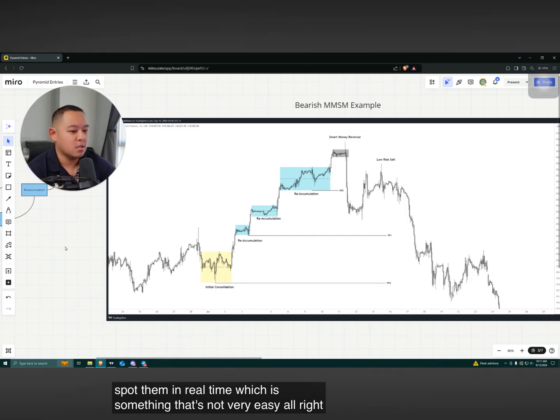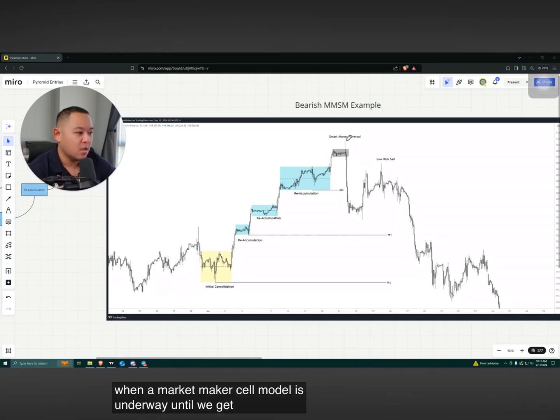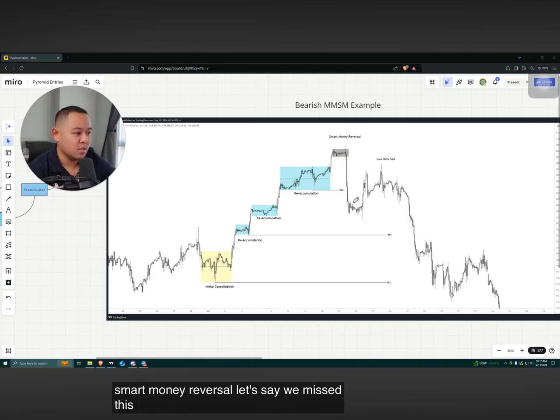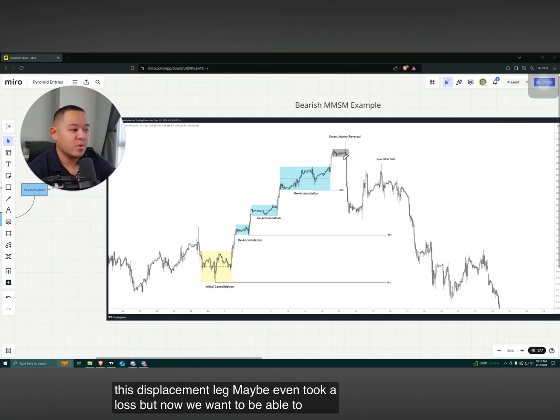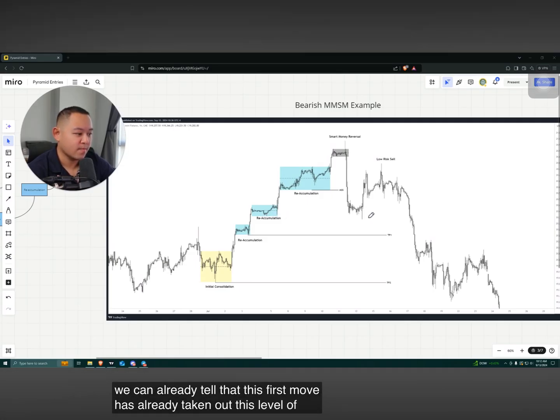All right. So we're not going to understand when a market maker sell model is underway until we get a displacement leg or a smart money reversal, right? So this might have traded up into a higher time frame PD array, in which case we got the smart money reversal. Let's say we missed this displacement leg. Maybe we even took a loss, but now we want to position ourselves in a market maker sell model while we're trading lower. So we can already tell that this first move has already taken out this level of reaccumulation.